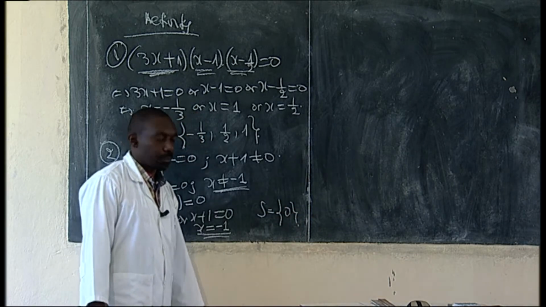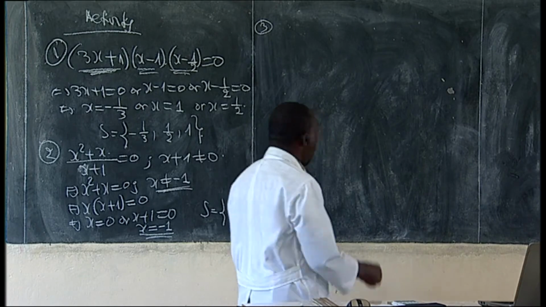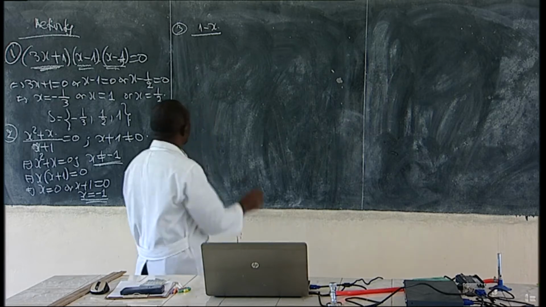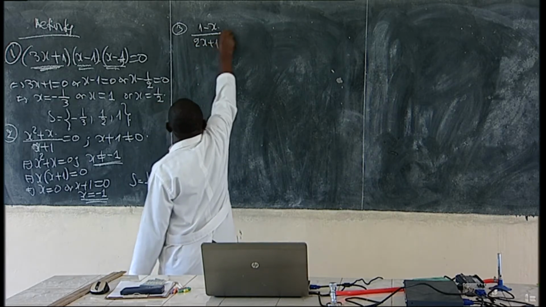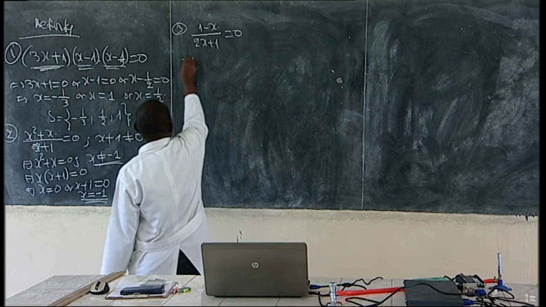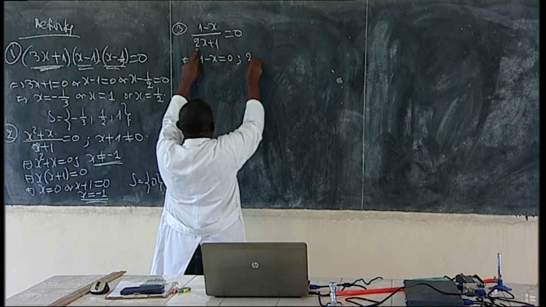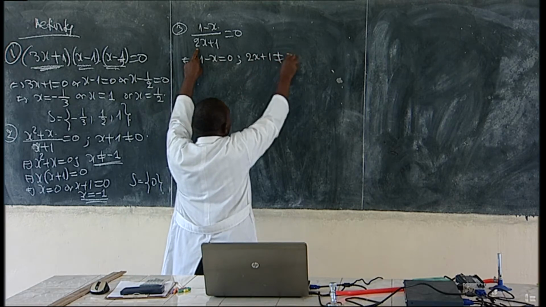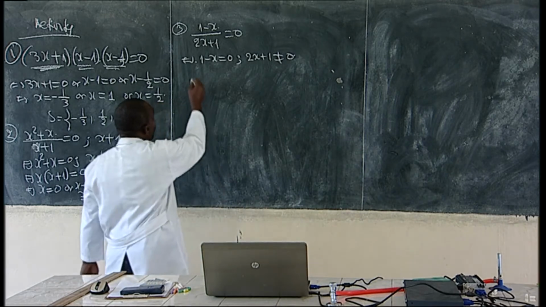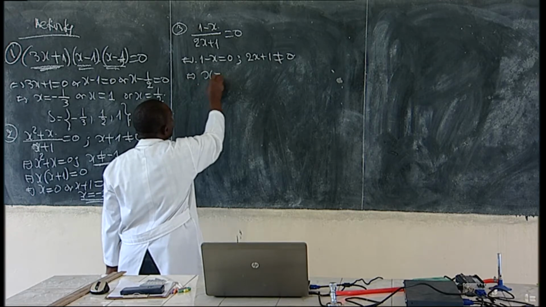Hope you understand. Then, the last, we have 1 minus x divided by 2x plus 1 equals 0. This is no different from this one. So what you have is 1 minus x, which is equal to 0, provided that this denominator, 2x plus 1, is different from 0. Because dividing by 0, you know it is impossible. Solving for x, I will get x equal to 1.